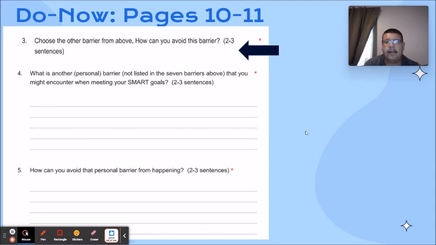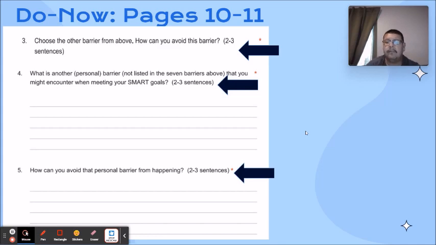And then question number five, you're going to say, how can you avoid that personal barrier from happening? And then you're going to come up with two or three ways, and how can you avoid them? And that's how you do pages 10 and 11.